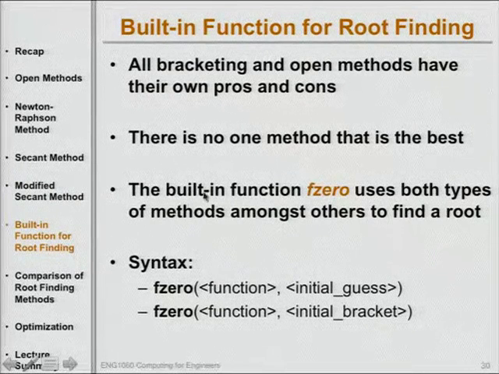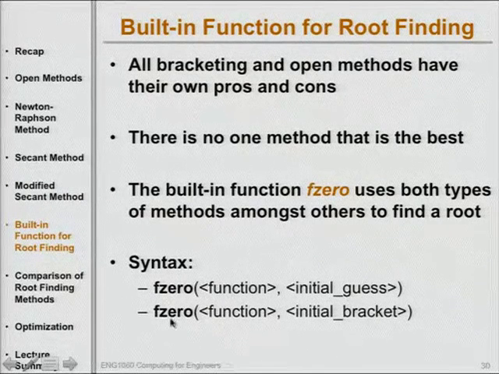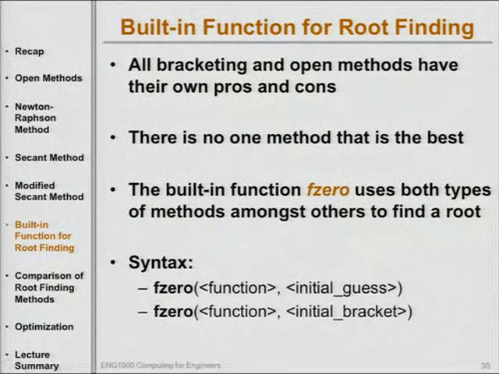So the syntax for fzero, in other words, the way in which you have to call it, is you call it with a function handle and one initial guess, or a function handle and a bracket. In other words, I know my root lies between here and here. There are a few subtle things here that we need to watch out for.